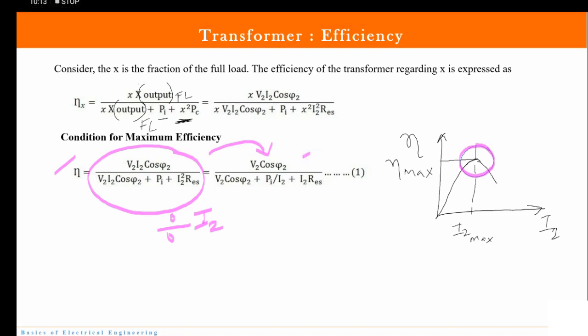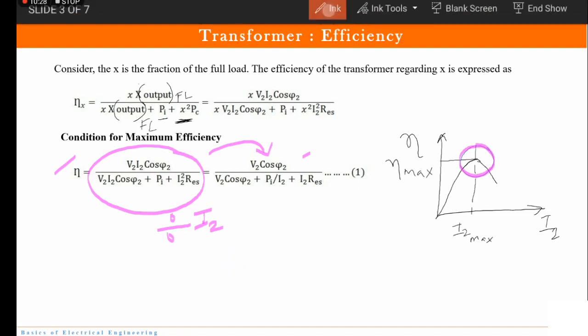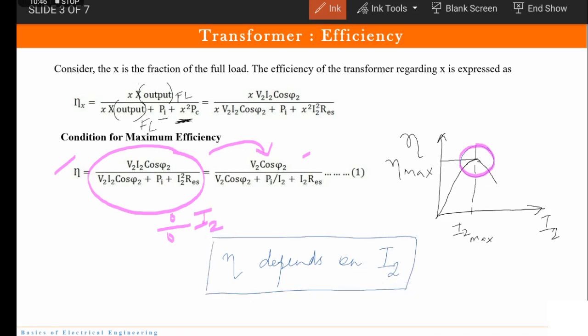Now if you see V2, the voltage will be constant, right? Cos phi 2, again it is not affected by load condition, so again it is constant. It means that this efficiency depends on one factor. Which factor? That parameter is I2. It means that my efficiency depends on I2. It does not depend on V2 as it is constant. It does not depend on cos phi 2. Again it is constant. Fine.